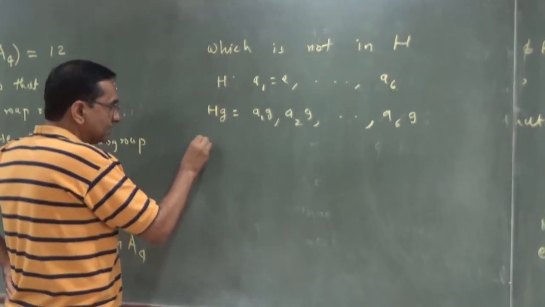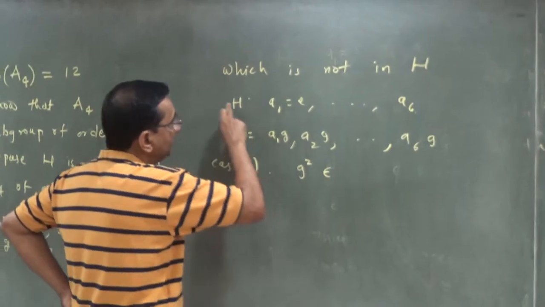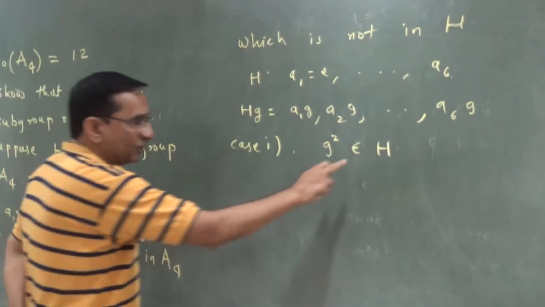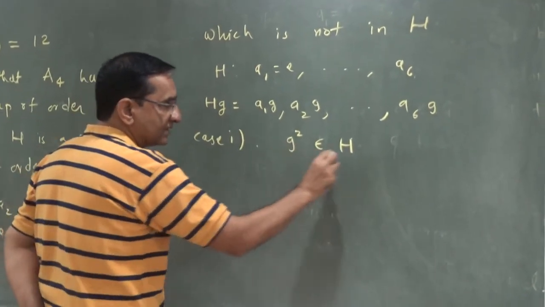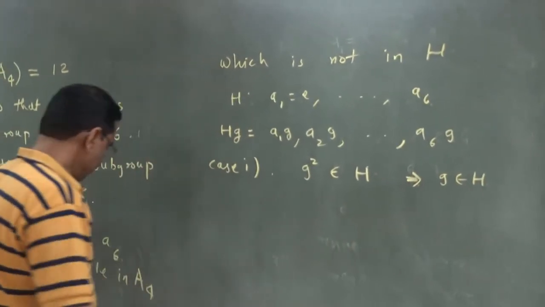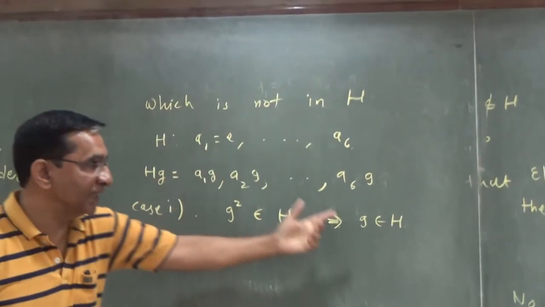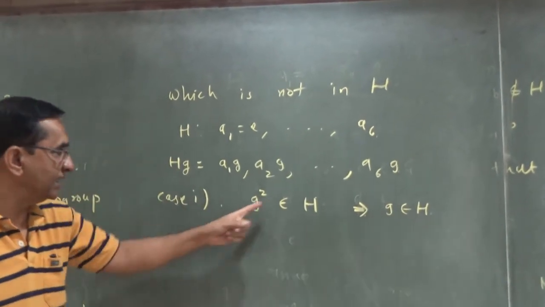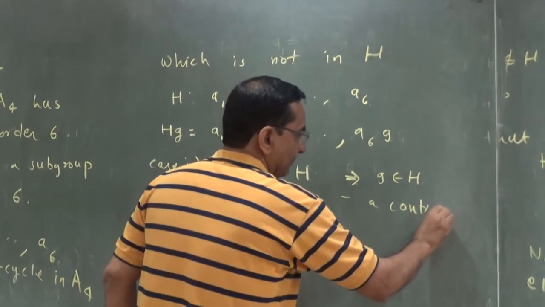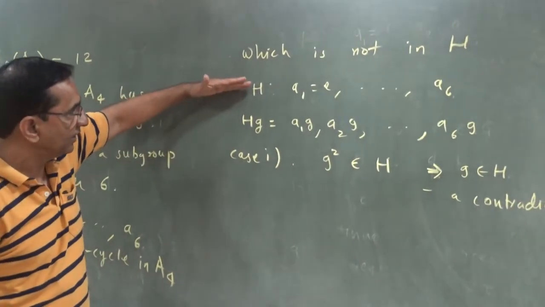Let us consider case 1 where suppose G square belongs to the first row, that is H. G square belongs to H, but H is a subgroup, so I can multiply by G inverse and I get that G belongs to H. But I have taken element G which is not in H. So this is a contradiction. But if G square is not in this row, it must be in the other row.